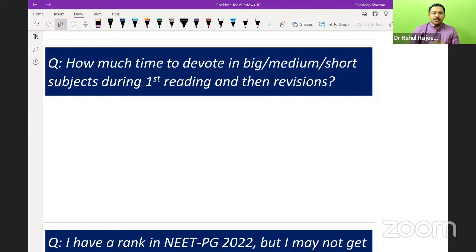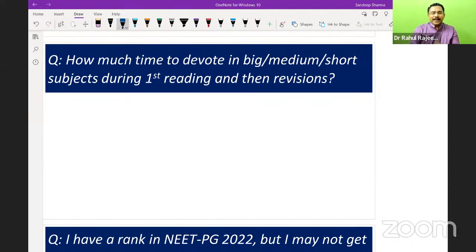Okay. So first of all, the answer to this question depends on how many months are left for your exam. Now let us assume that the exam is in January. So suppose if you have 6 months left, then you have to strategize your timetable accordingly. Now remember, the time that you want to devote to a particular subject should depend mainly on two factors. One, the proportion of questions that usually come in any standard exam from that particular subject. And number two, how difficult is that subject for you?